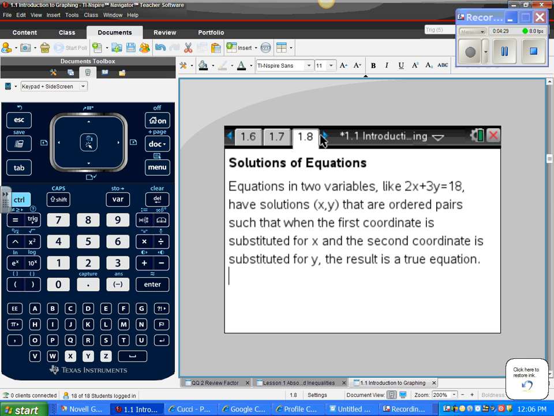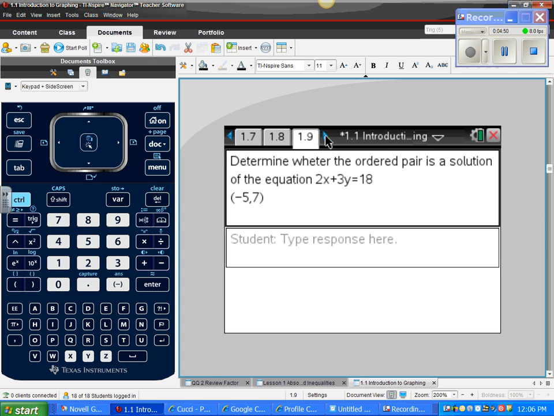Next page. Solutions of equations. Equations in 2 variables like 2x plus 3y equals 18 have solutions x and y. They're represented as an ordered pair such that the first coordinate is substituted in for x and the second coordinate is substituted in for y. The result would be a true equation. Okay, so we're going to see how these work in just a second. So determine whether, and excuse my spelling, whether the ordered pair is a solution of the equation.